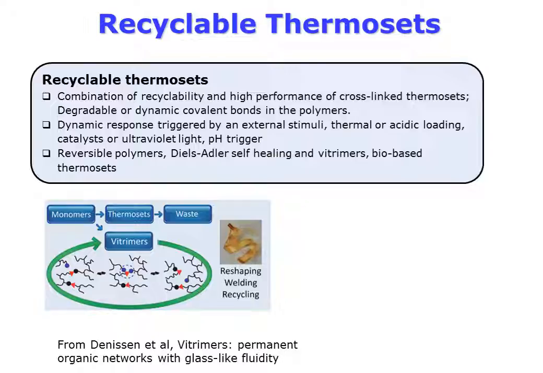Thermoset recyclability can be ensured by introducing degradable, or dynamic covalent bonds in the polymers. The dynamic response of these bonds should be triggered by an external stimulus. The external triggers can be, for instance, thermal or acidic loading, catalysts, or ultraviolet light. The triggered degradation of thermosets can be realized by cleavable linkages in the polymer network. There are a number of requirements for the degradation stimuli. They should not trigger degradation during service time or reduce performance.